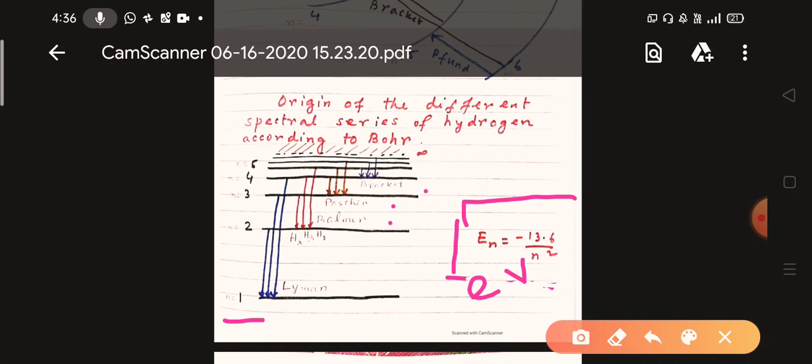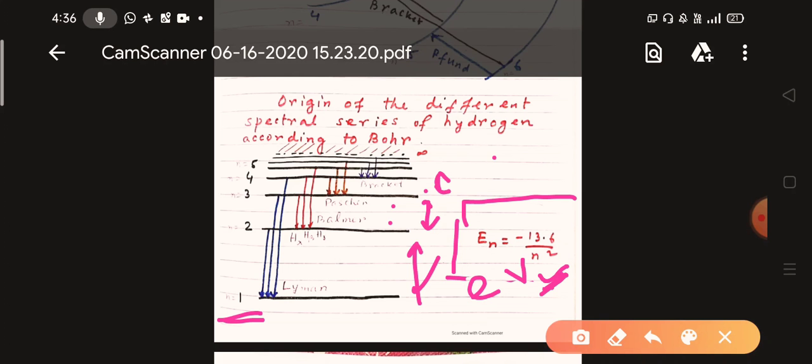For n equals to 1, you have to put n equals to 1 in this formula, so minus 13.6 electron volt. Now n equals to 2, it will be minus 13.6 by 4. N equals to 3, minus 13.6 by 9. N equals to 4, minus 13.6 by 16, because 1 square, 2 square, 3 square, 4 square. So the spacing between the energy levels will be lower, lower, lower.